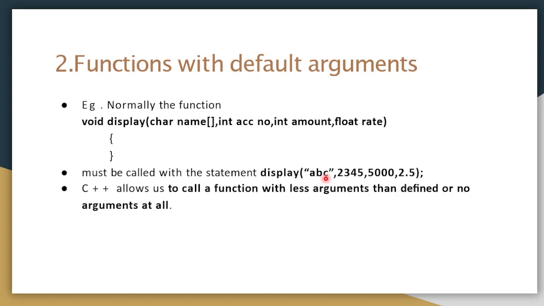With fewer arguments. Here we have char name, int account, int amount, float rate. What if we don't put the float rate? What if we don't put the amount? What if we don't put anything? In these cases, we give default arguments. So this is possible in C++, but not in C.